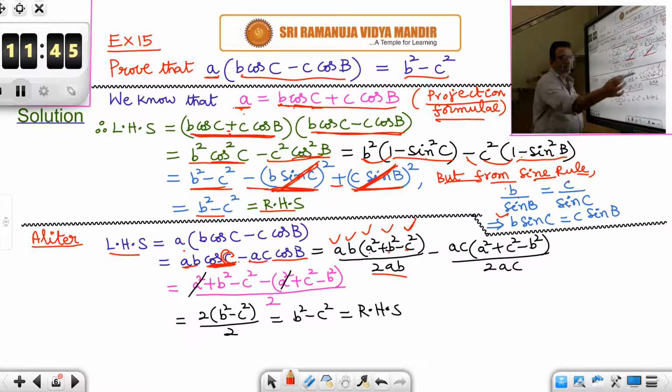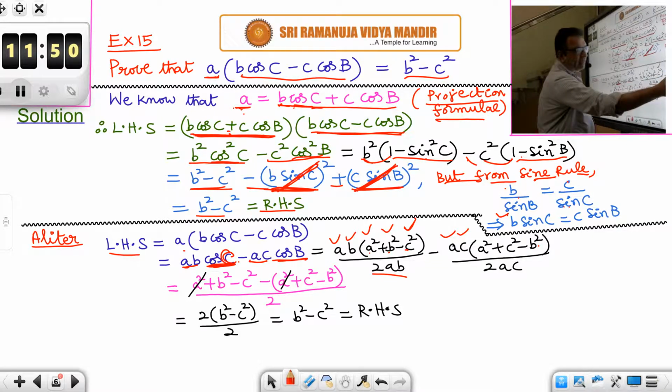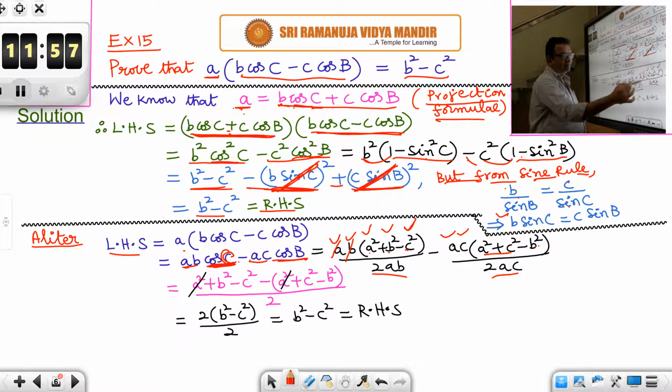Minus ac into cos b. What is the formula? Minus b square at the end. So (a square plus c square minus b square) by 2ac. Now ab gets cancelled here, here ac gets cancelled. 2 is common in the denominator, so that 2 I have taken here. In the numerator, this bracket only is left out: a square plus b square minus c square, minus of a square plus c square minus b square. Therefore, expand.